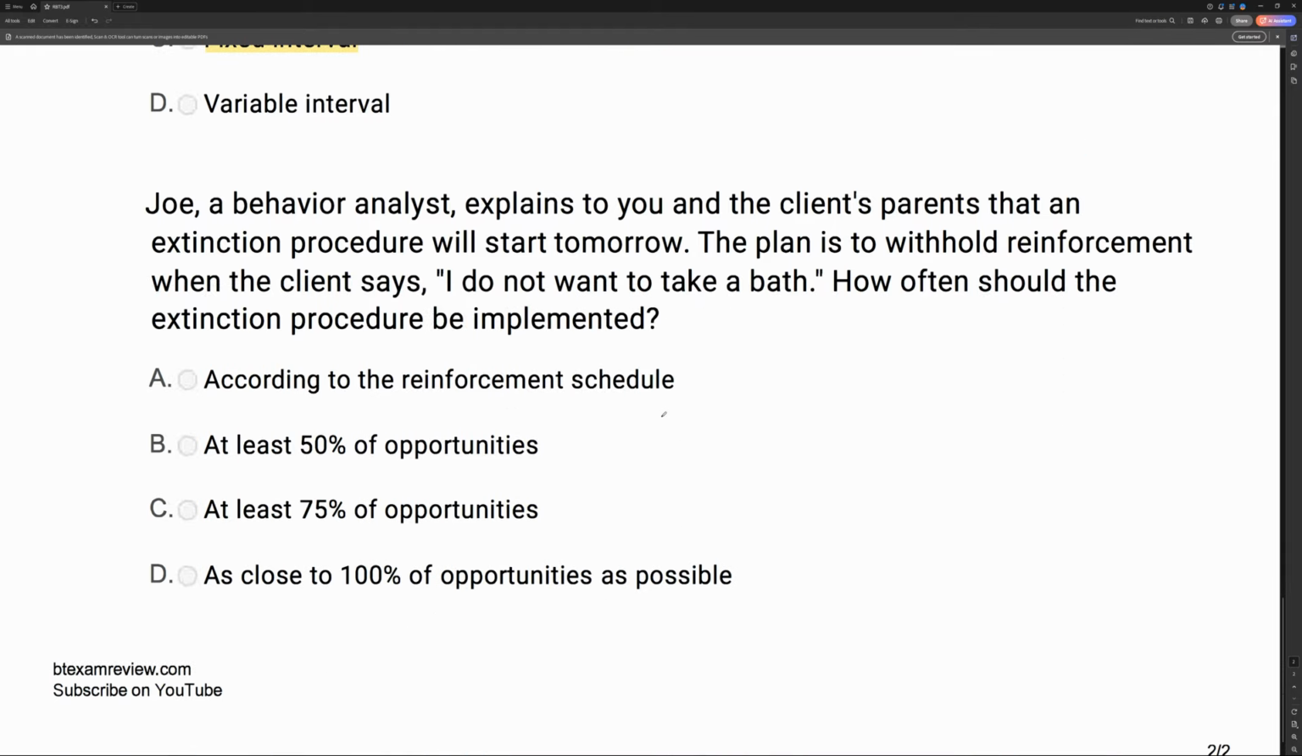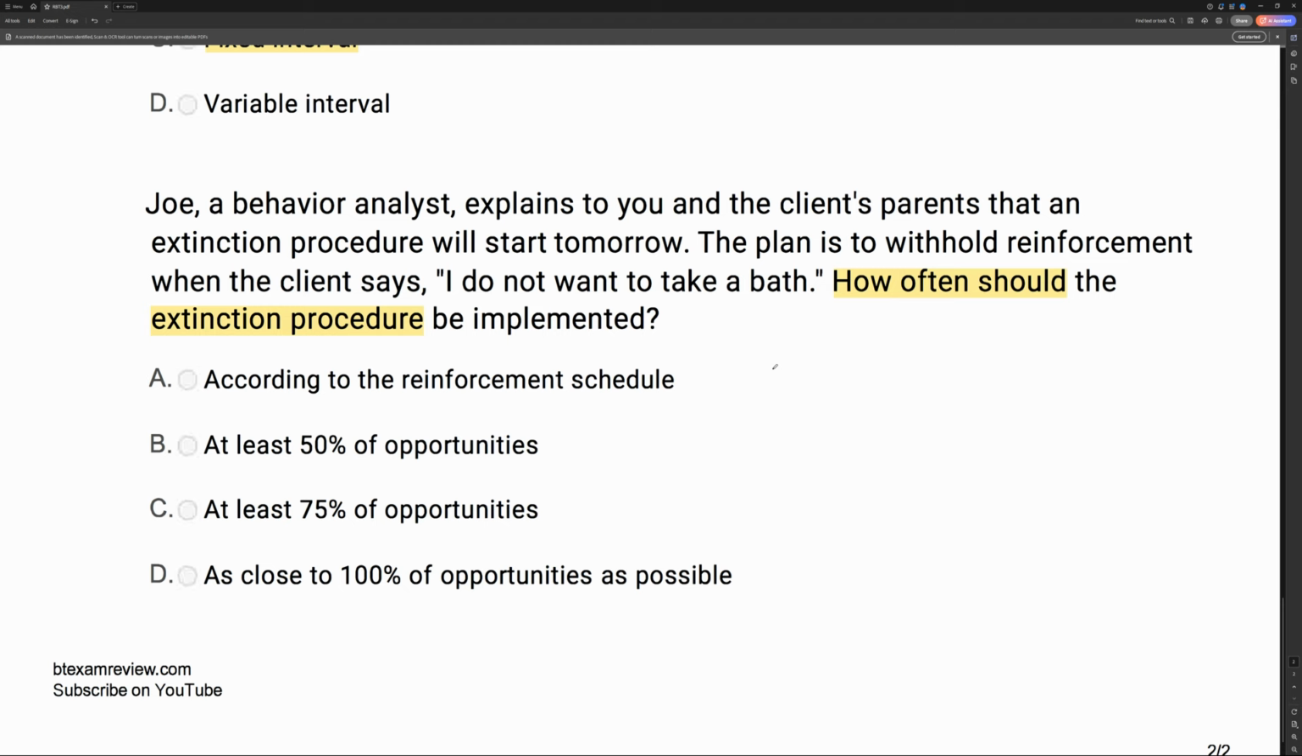Joe, a behavior analyst, explains to you and the client's parents that an extinction procedure will start tomorrow. The plan is to withhold reinforcement when the client says, I do not want to take a bath. How often should the extinction procedure be implemented? Easy question here. The question is simply asking, how often do we want to implement extinction? And the answer is as close to 100% of the time as possible.